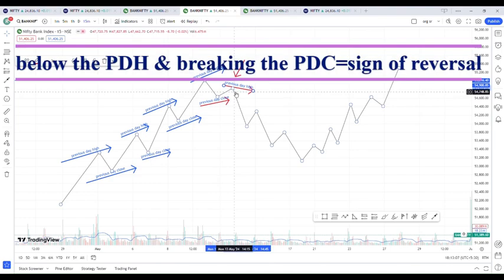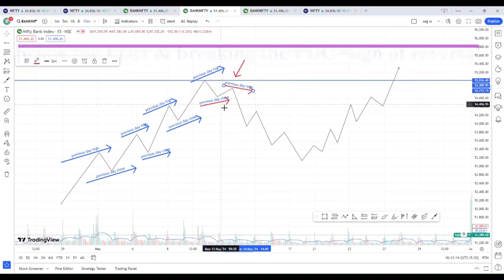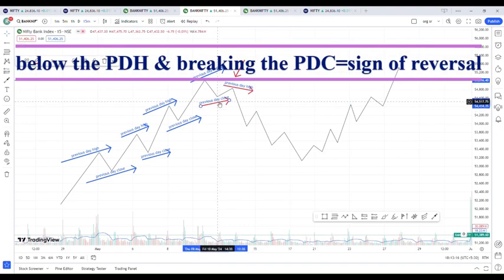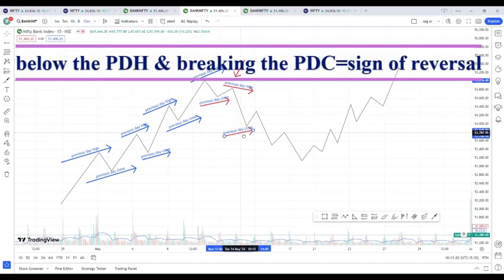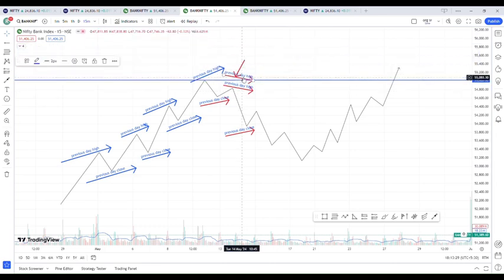So it is called reversal. It is called the negative sentiment. It means the market has started to reverse from this point. What happens next? Market again closes below the previous day close. Now the market will start breaking the previous day closes, but will not reclaim its previous day high.